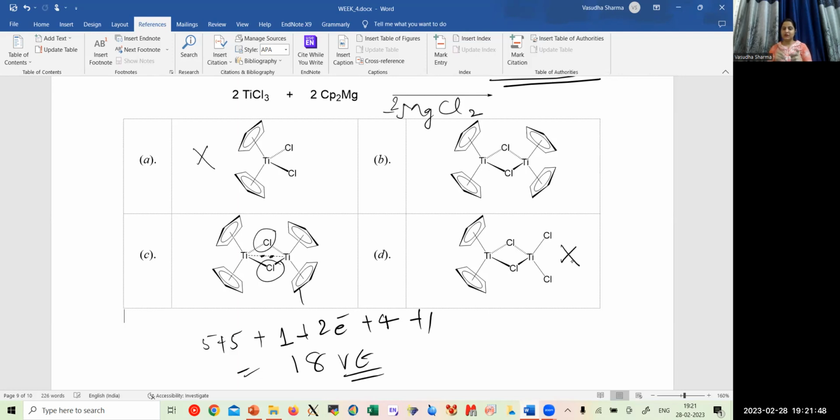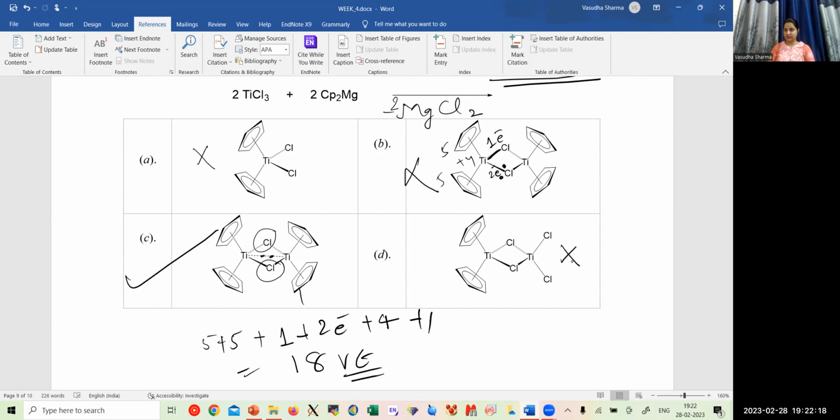So if it does not have a direct bond between that titanium and titanium, that won't be forming any 18 valence electron. For example, here, if we are calculating the titanium chloride as 1 electron, this will be giving 2 electrons to here. And this is 5 and 5 plus 4, 14 plus 3, 17. So that's why we need a direct metal to metal bond to complete its total valence electrons. That is 18. That is why the C option is correct and not the B option.